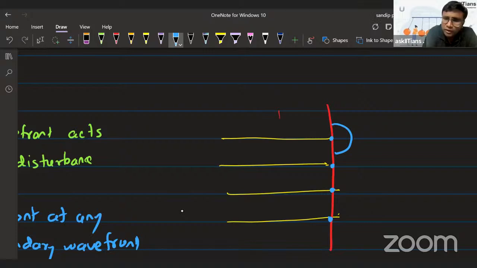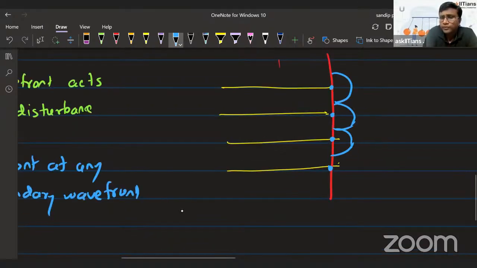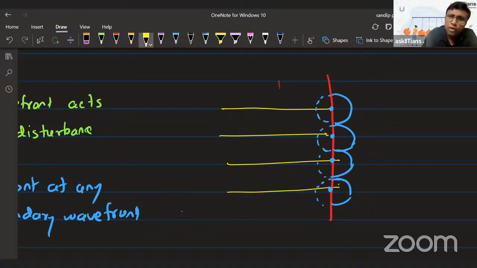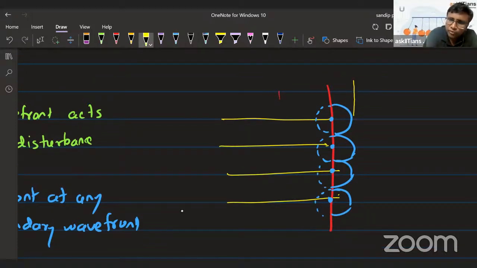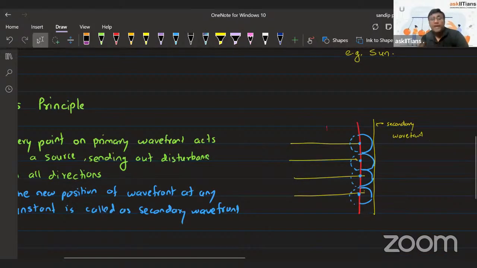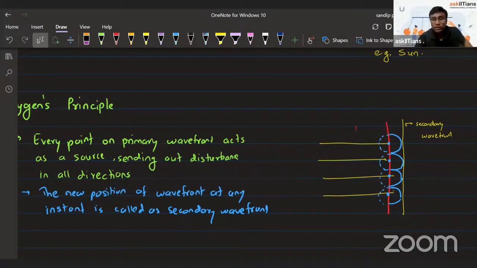So this is the wavefront of all these point sources, which are actually nothing but single points on the primary wavefront, like this. And if you draw the tangent to all these wavefronts of the point sources, you are going to get the secondary wavefront. So this wavefront, you can call it the secondary wavefront. So this is the principle you need to remember about Huygens, right? That every point will act as a secondary source, giving out the secondary wavefront, right? Next.